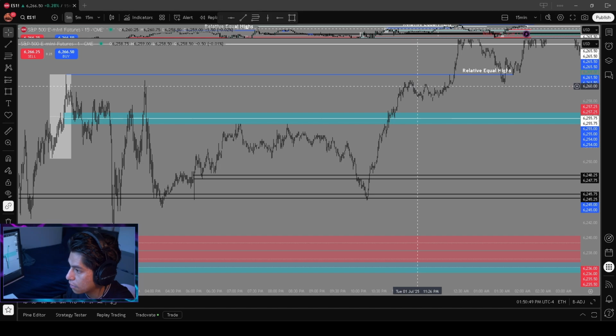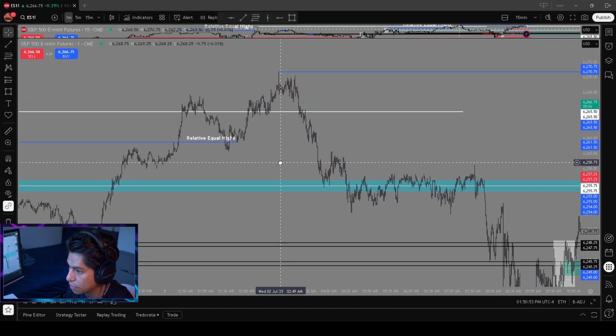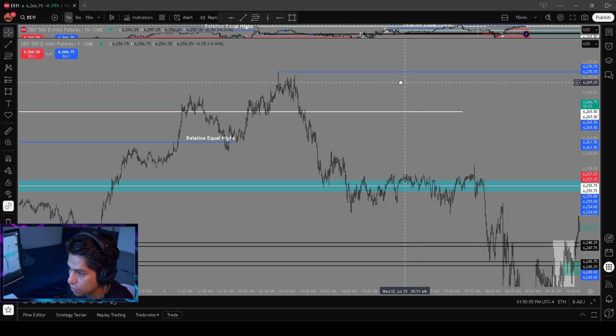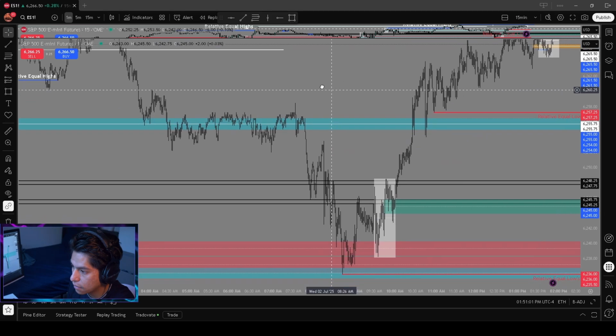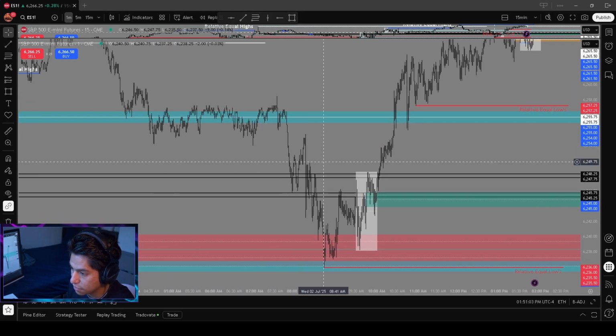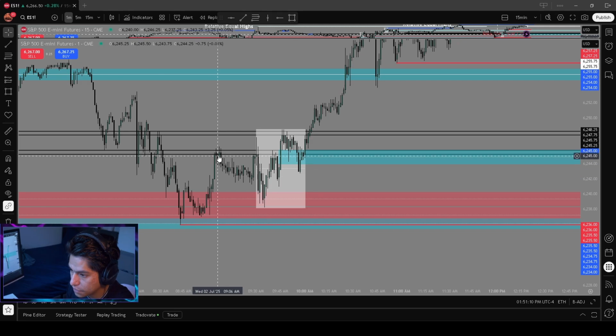That did end up working. Took out those highs, barely came back down below it. Now we left other relative equal highs there. Kind of hung around, consolidated in here with the first percentage fair value gap, how I showed you over here. Same thing here. You see price respecting this new day opening gap using the first percentage fair value gap here.